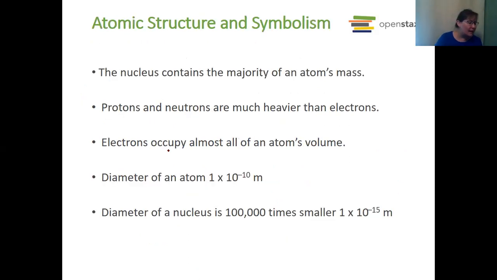Okay, so now let's think about atomic structure and its symbolism. The nucleus contains the majority of the atom's mass. By the majority, you could say that the nucleus is about 2,000 times heavier than the electron cloud. And it's all in the center. So let's pick a dot right here in the center. There you go. There's our nucleus, that tiny little dot. If you're looking at this on a phone, you probably can't see it. All of our mass is right there.